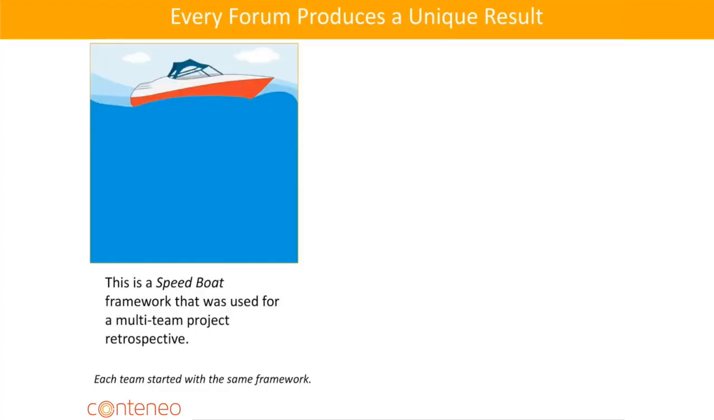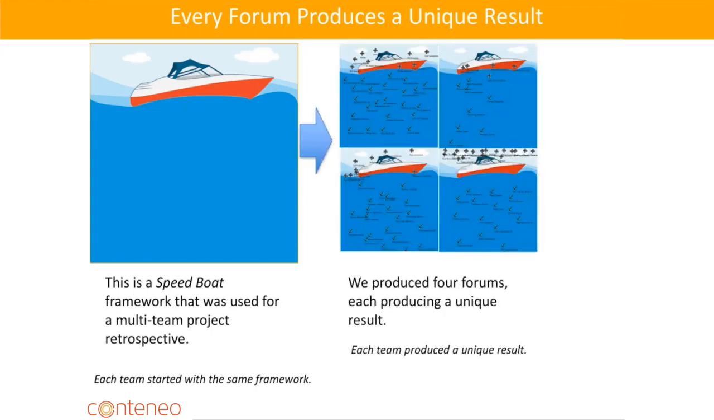Let's look at Speedboat, for example. This is a common framework used for Scrum team or Agile team retrospectives. Here's the blank framework that each team was given. But each team created a unique result. And you can see the unique result by the different pattern of the anchors and the propellers within Weave. Now, we produced 4 forums for this company, each producing a unique result.